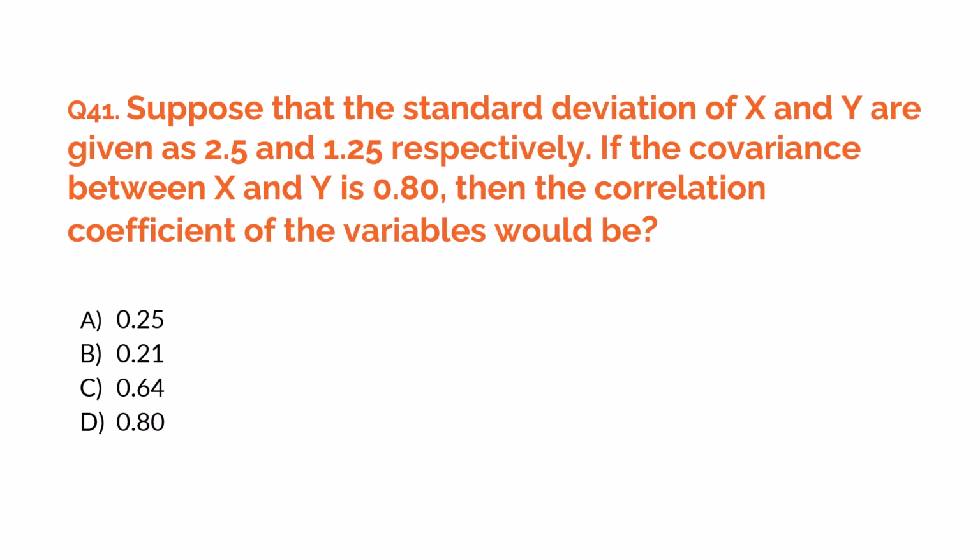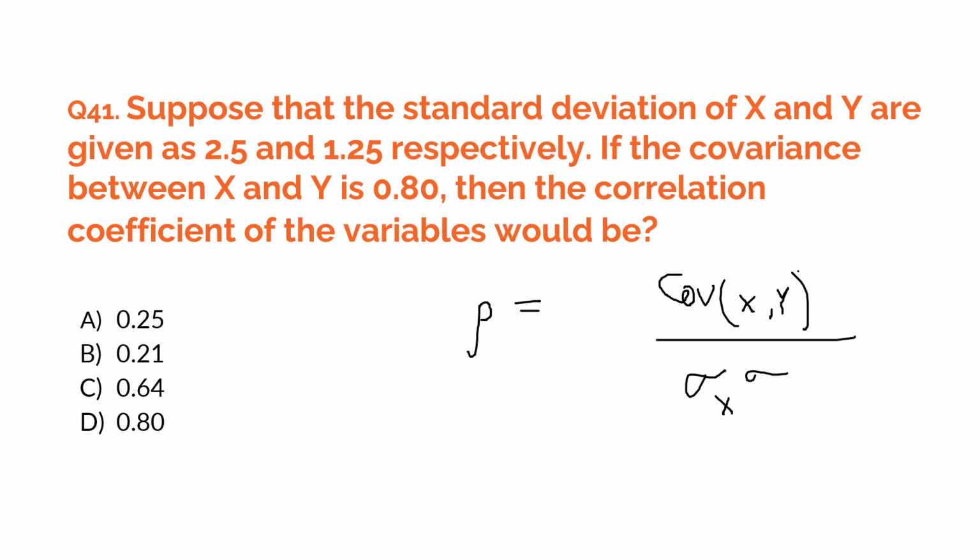Suppose that the standard deviations of x and y are given and the covariance is given. We have to calculate the correlation coefficient. The formula for the correlation coefficient is the covariance of x and y upon the standard deviation of x into the standard deviation of y, that is, sigma x into sigma y.